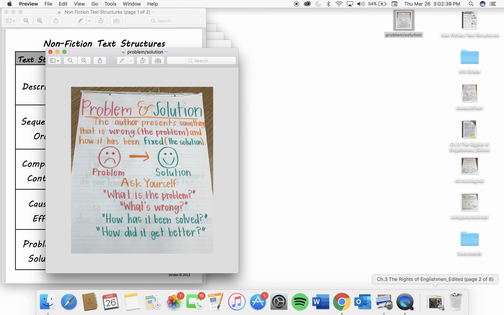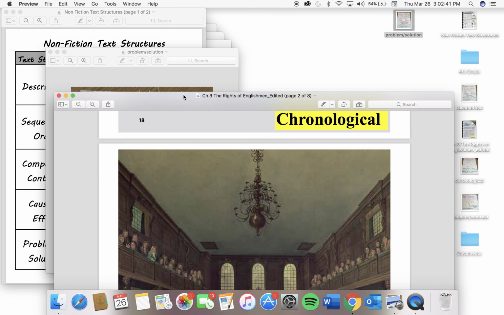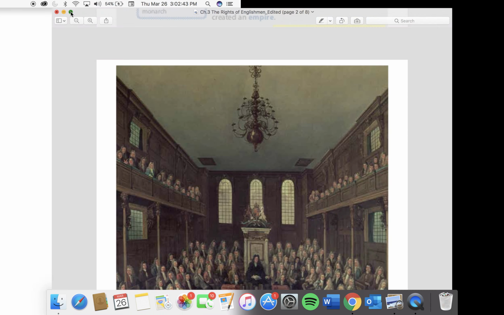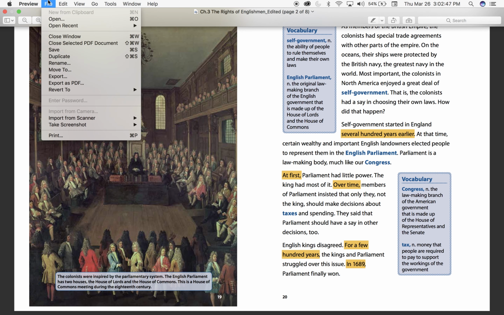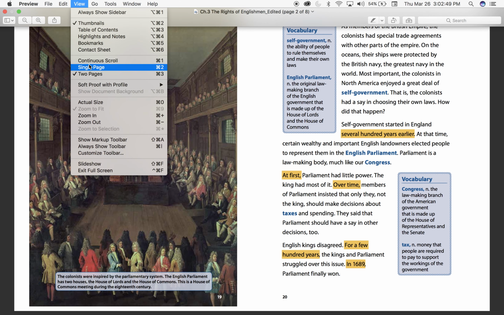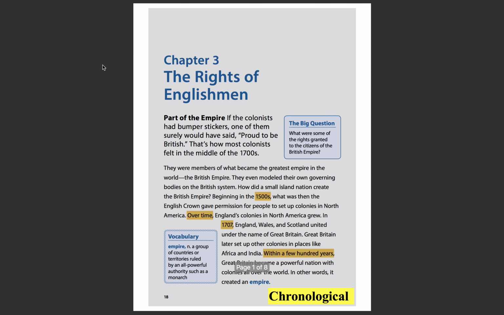But I want to go back to that hard work you did yesterday when you read Chapter 3, The Rights of Englishmen. So, I want us to go back. We're going to view this as only one page. Yesterday, you read this chapter. I also read it, and I went through and I tried to figure out what the different text structures were in this chapter. So I went through and I highlighted those signal words just like I was telling you about.